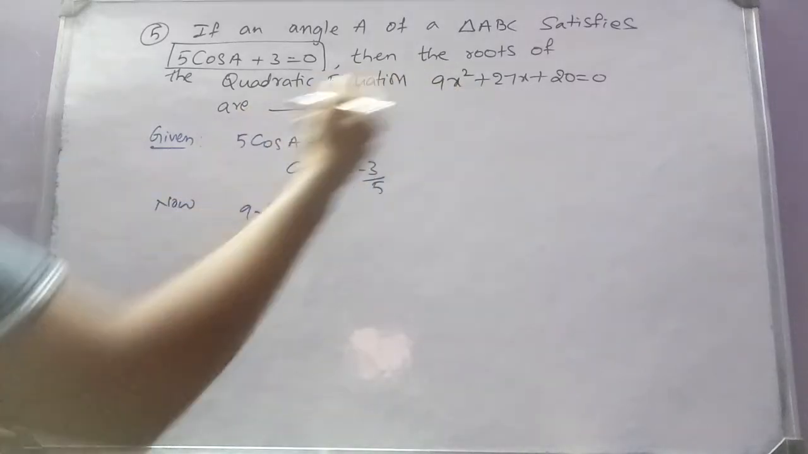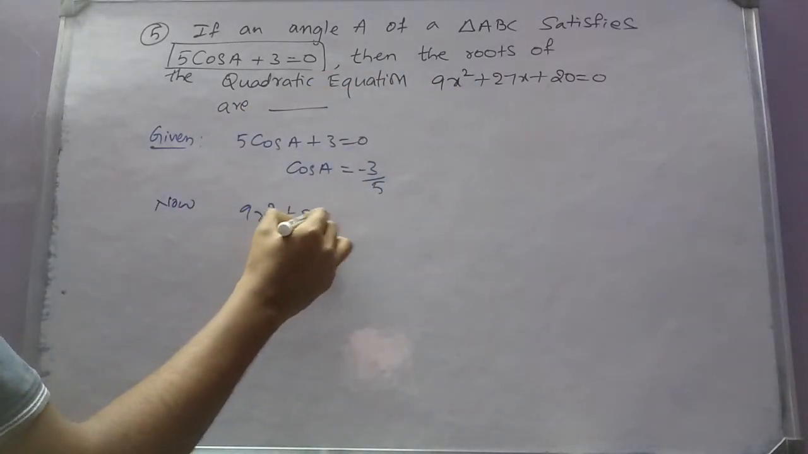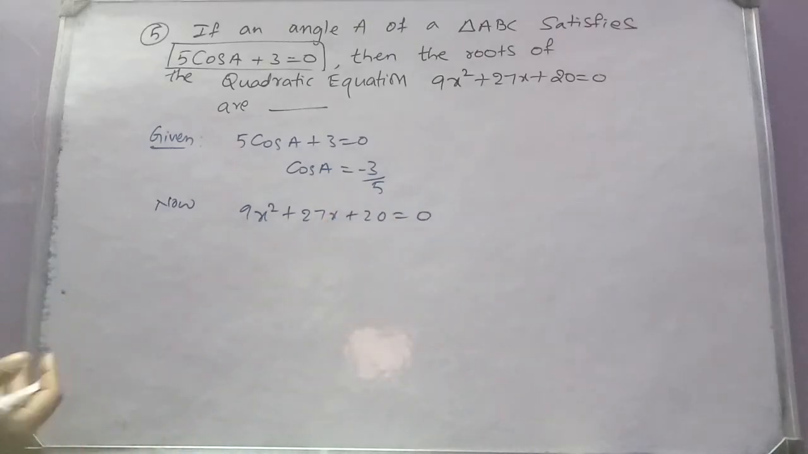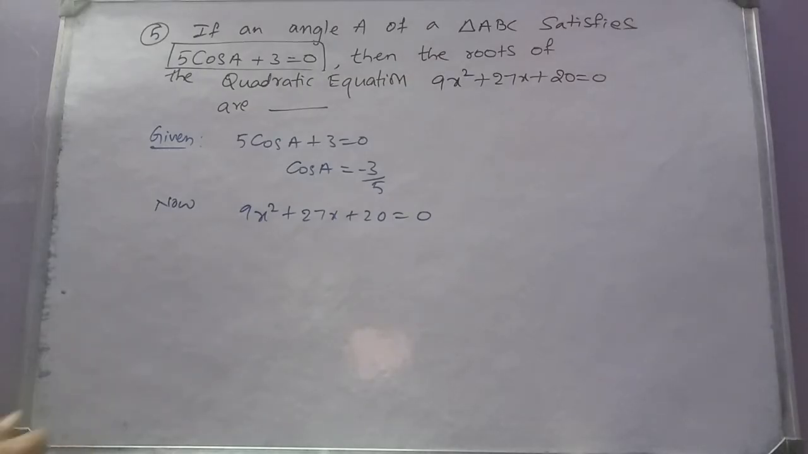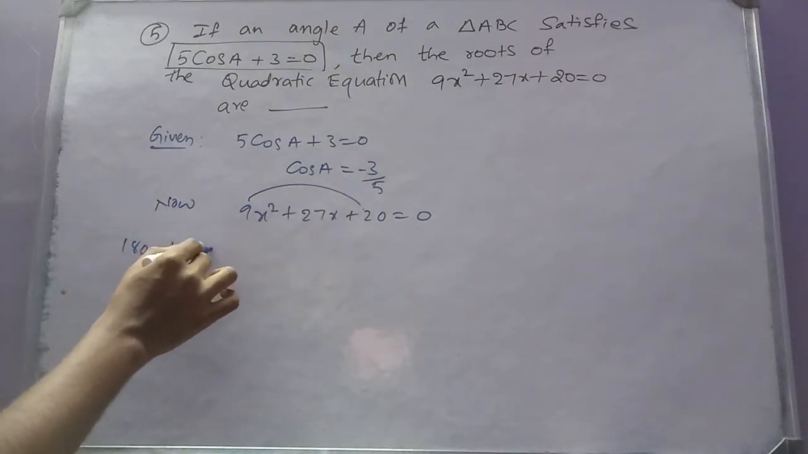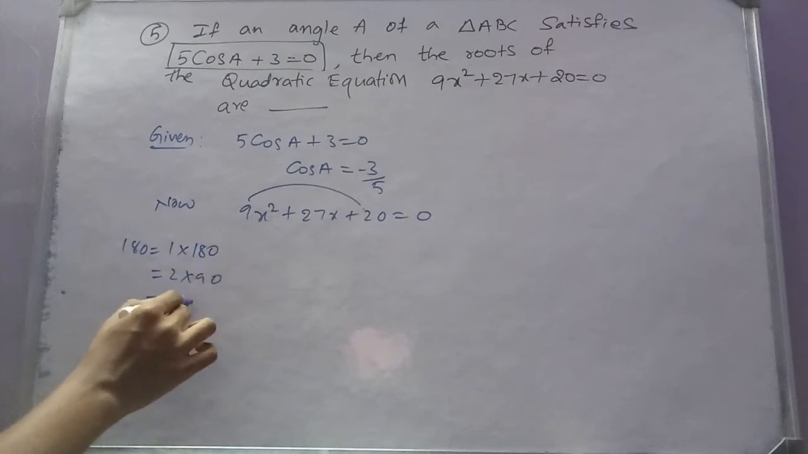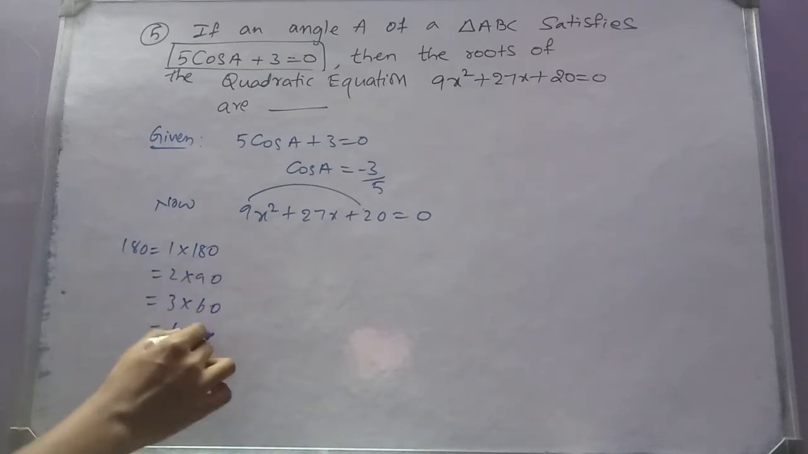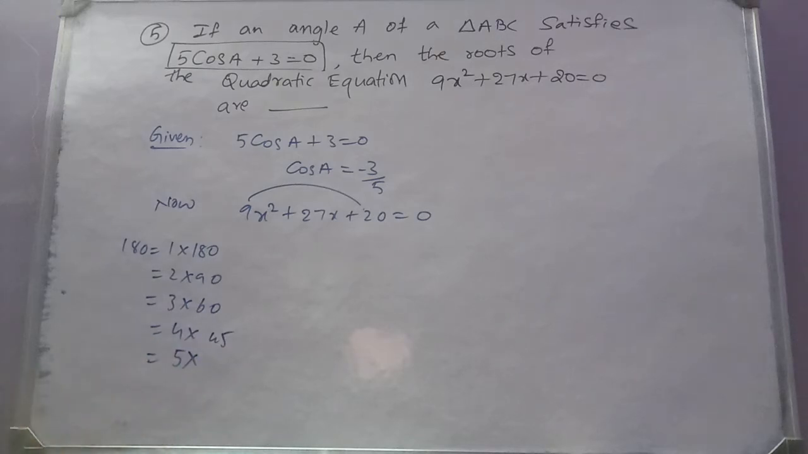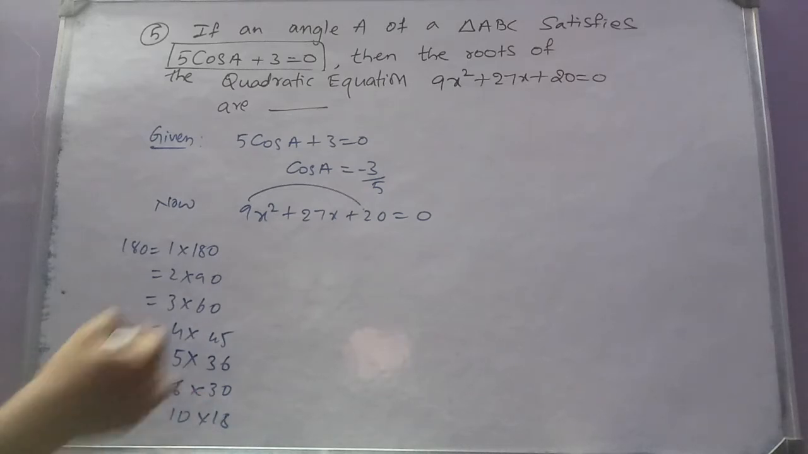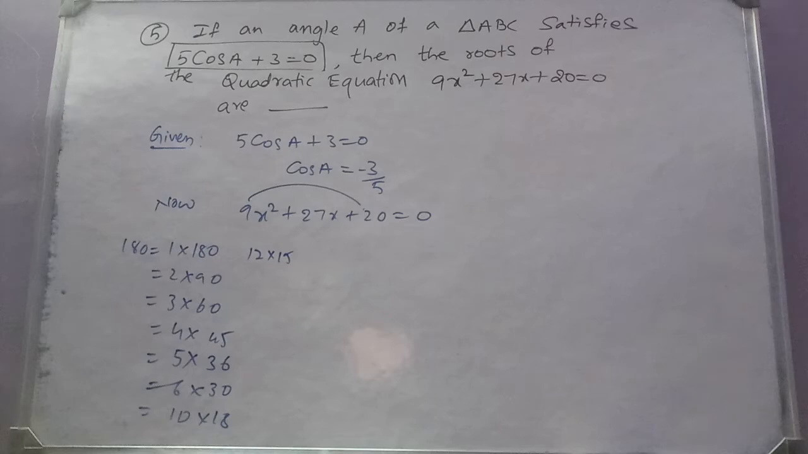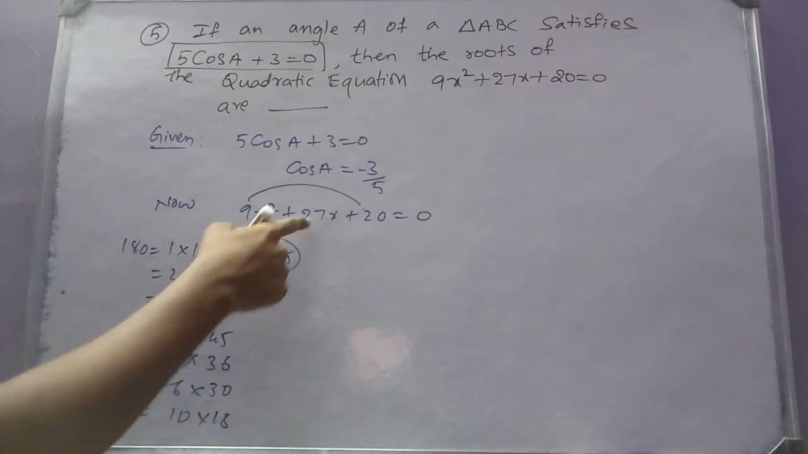He told that the roots of this quadratic equation are 9x square plus 27x plus 20 equal to 0. You can easily factorize it. So if you factorize, what do you get? 9 into 20 is 180. 180 is 1 into 180, or 2 into 90, or 3 into 60, or 4 into 45, or 5 into 36, or 6 into 30, or 10 into 18, or else 12 into 15, right? So the best possibility is 12 into 15, because 12 plus 15 is 27.